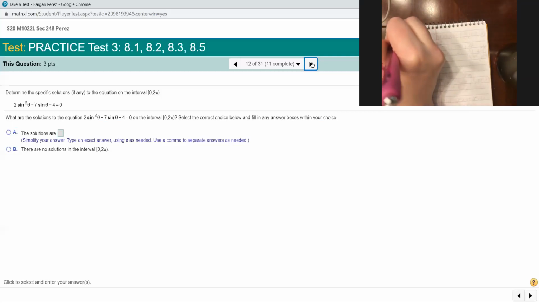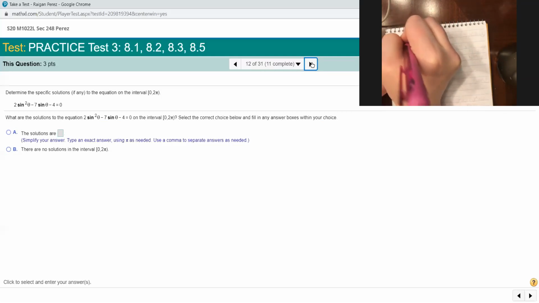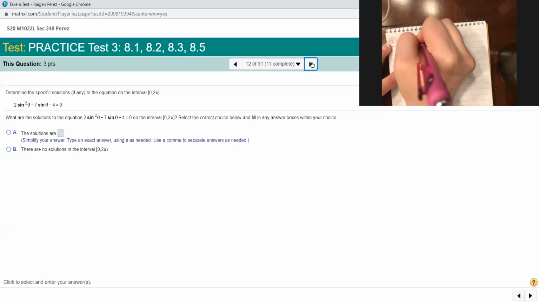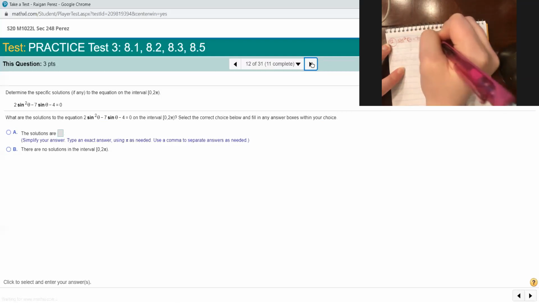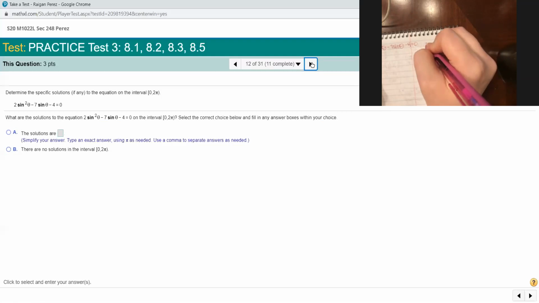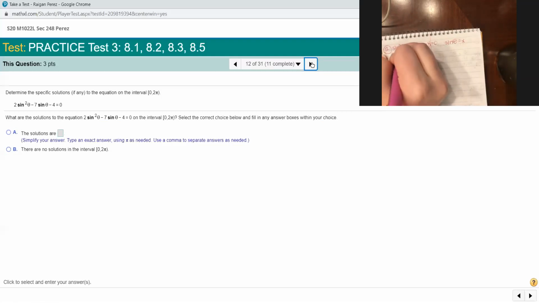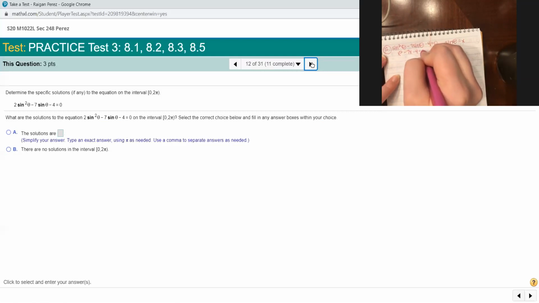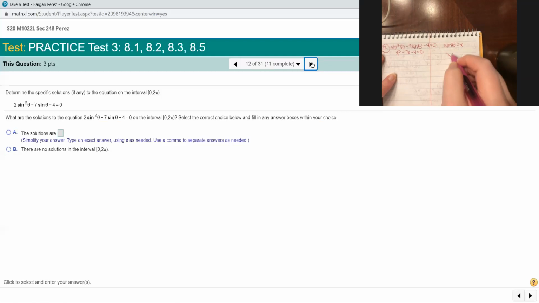Number 12. Sine squared theta minus 7 sine theta minus 4 equals 0. This is the same kind of problem except we got sine. So sine theta is now your x. So we got x squared minus 7x minus 4 equals 0. So negative 4 and negative 7.